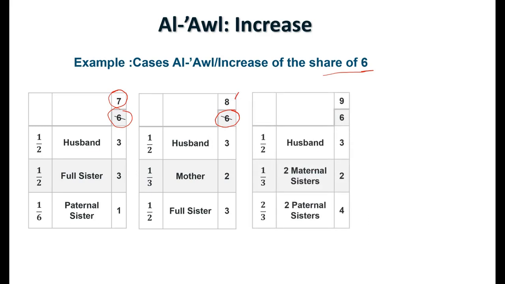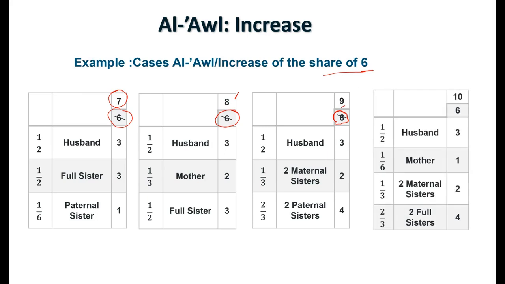Here we have a husband, 2 maternal sisters, paternal sisters. Again, the case is built upon 6 here, but is cancelled when everything is given out. So the new case, or the total share of this case, is 9. Here we have a husband, mother, 2 maternal sisters, and 2 full sisters. When the case is divided from 6, we cancel the 6, and now it is divided from 10. Example of cases of the share 12 and 24.